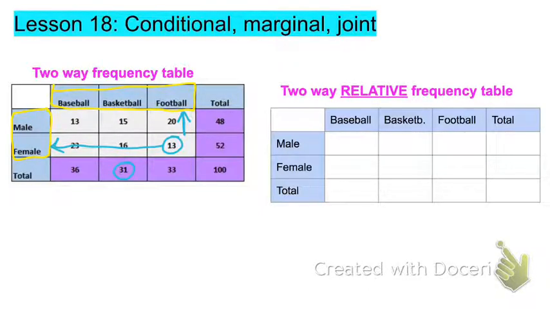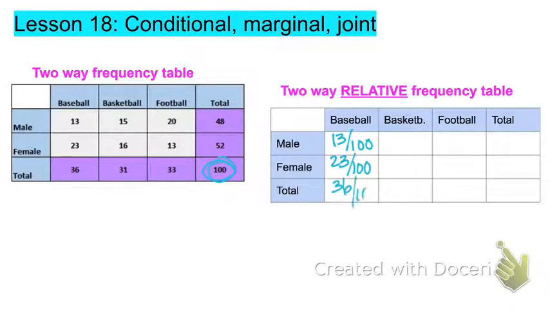So a relative frequency table is just taking each of those numbers in your frequency table and dividing it by their total. So if there's a total of 100, then you're going to divide every number by 100. So it would just be 13 over 100, 23 over 100. And you can convert these to decimals or percents if you would like.